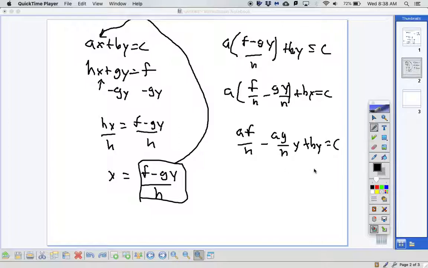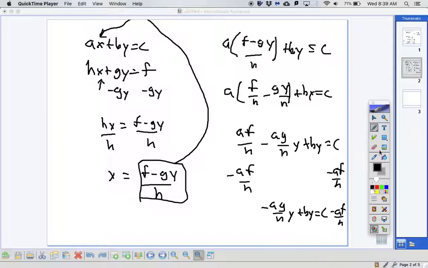Now the reason I did that is we need to do two things. One, I need to move our constant to the other side, so it needs to be over here. The other thing is I need to get these y's together so I can distribute. So I'm going to do both of those things. So the first thing is we're going to just subtract this constant. It happens to be af over h, and whatever it is, we're going to subtract it from both sides. So any number subtracted by itself happens to be 0, so I'm left with ag over h times y plus by is equal to, and then subtracting this we get c minus af over h.